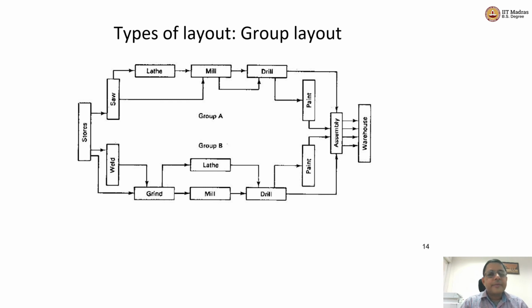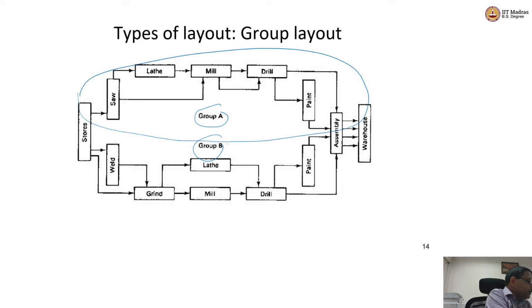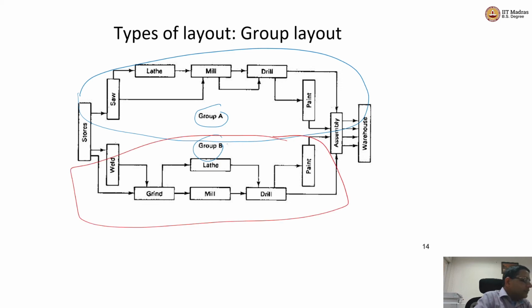This is how it looks. Here this is family A, this is family B. For family A, this is the group, this is the manufacturing cell. For family of product B, this is the manufacturing cell. Now look at the layout.